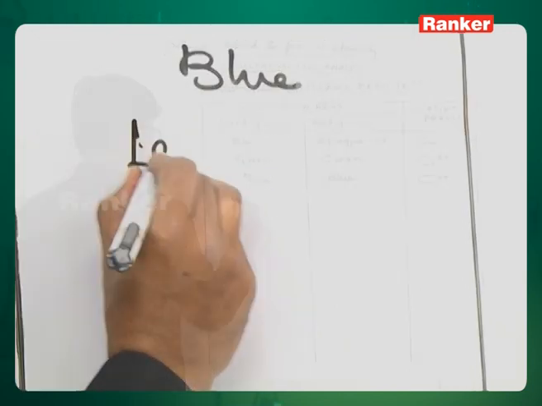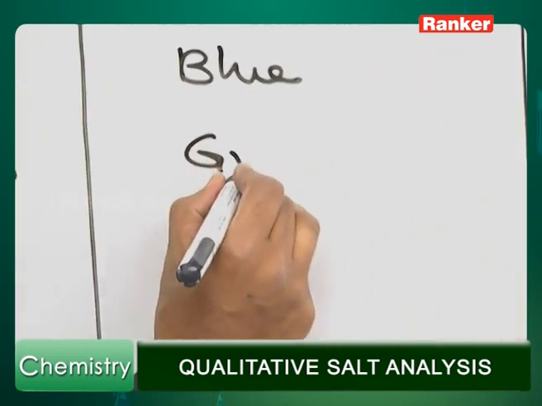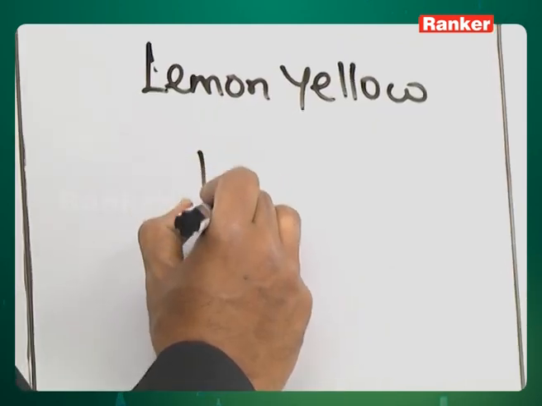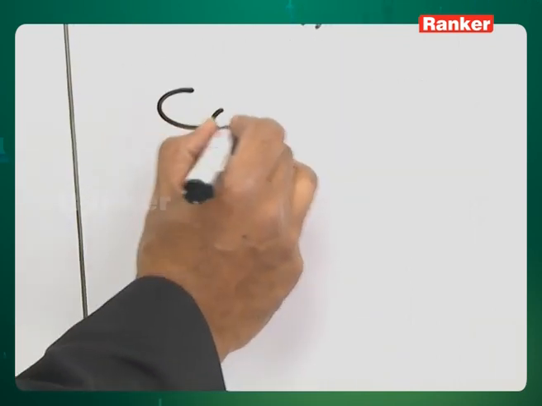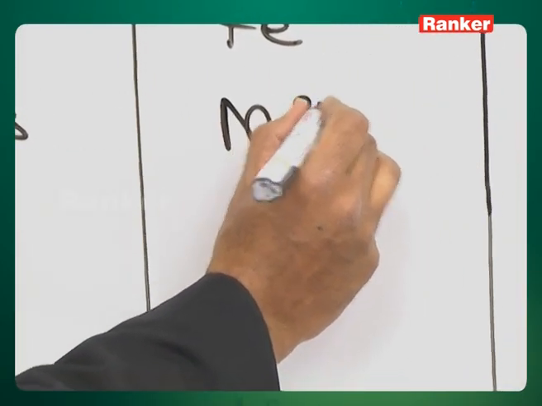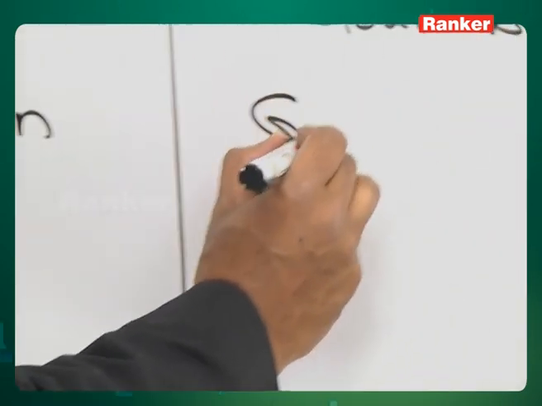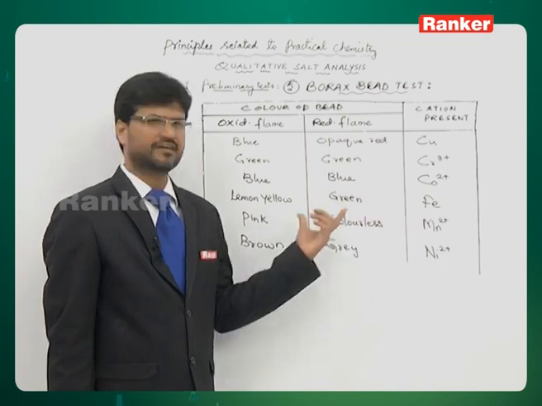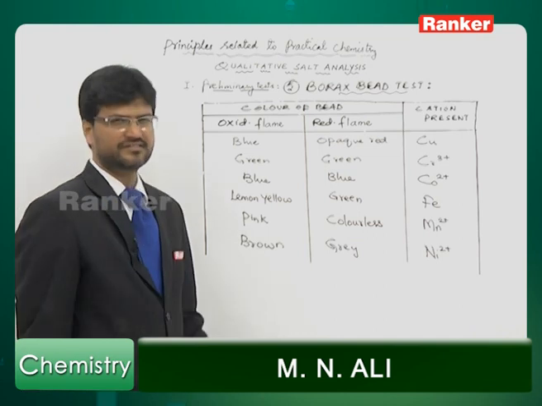If it is lemon yellow in the oxidizing flame and green in the reducing flame, then it must be iron salt. If it is pink in the oxidizing flame and colorless in the reducing flame, then it must be Mn2+ salt. If it is brown in the oxidizing flame and gray in the reducing flame, then it must be Ni2+ salt. Well, this is the list of various cations with the different types of colored beads they form under different conditions during the test.